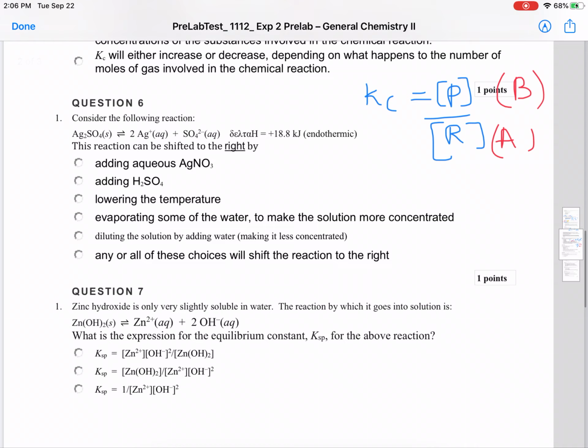Next one, consider the following reaction. Now we have in this one silver sulfate. Silver sulfate is a solid. It dissociates to give you silver ions and sulfate ions. And for this one, delta H is given as positive 18.8.